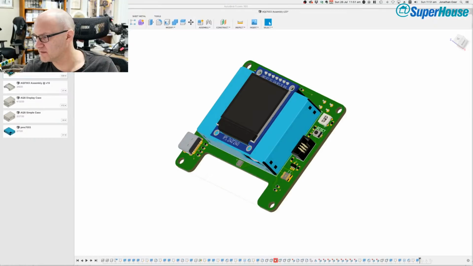So yeah, I really like that Eagle Fusion 360 integration. But yes, KiCad is developing rapidly as well, and I need to put some time into looking at that.